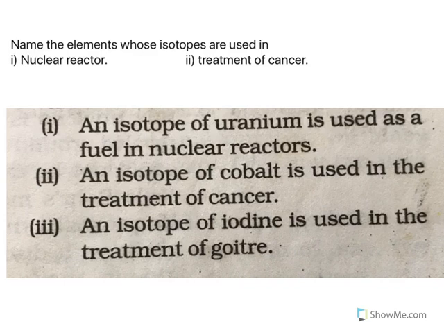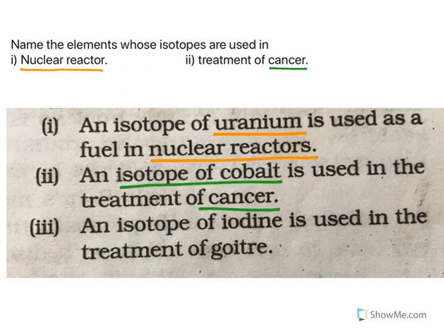Name the elements whose isotopes are used in nuclear reactors. And here we see is uranium. Uranium is used in nuclear reactors. And next is treatment of cancer. And for treatment of cancer, the isotope of cobalt is used.